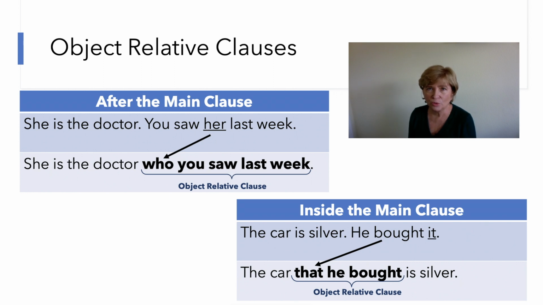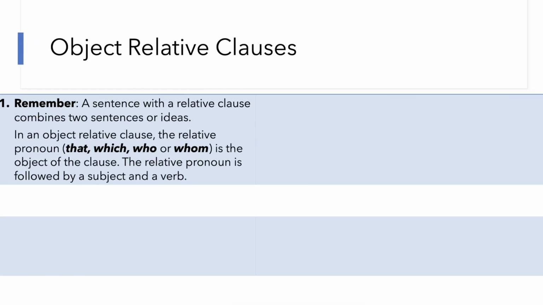Let's have a look at the rules. Rule number 1. A sentence with a relative clause combines two sentences or ideas. In an object relative clause, the relative pronoun is the object of the clause. Those pronouns are that, which, who, and whom. Following the relative pronoun is a subject and a verb.